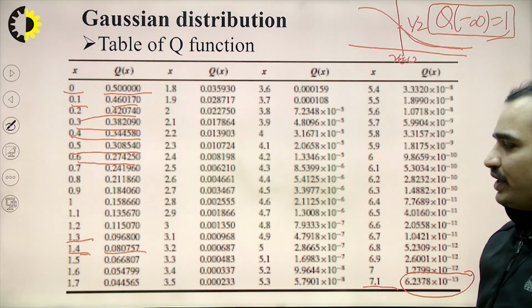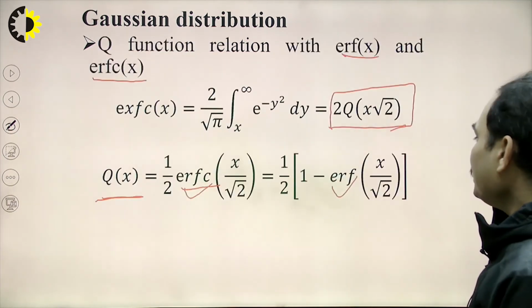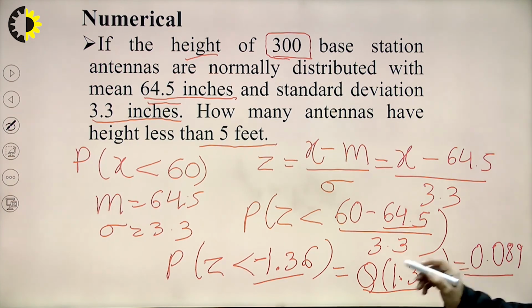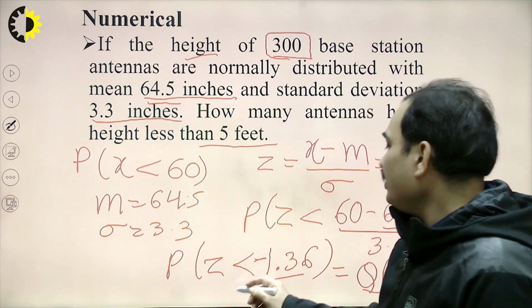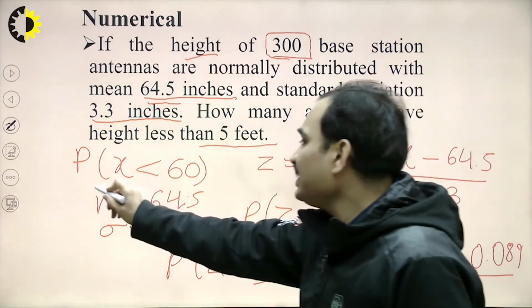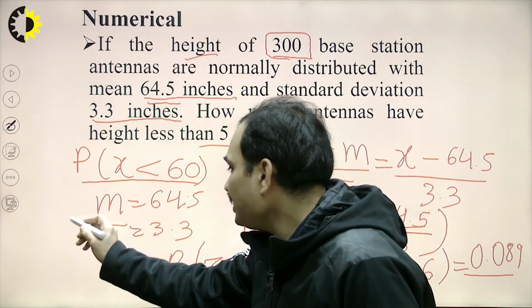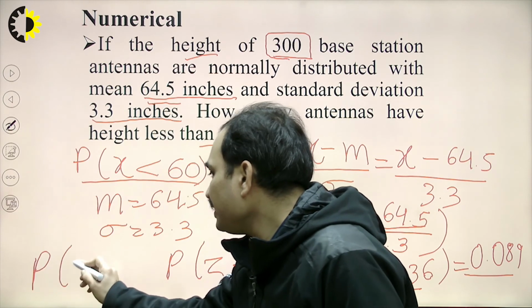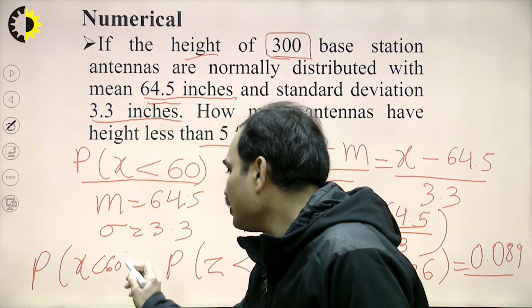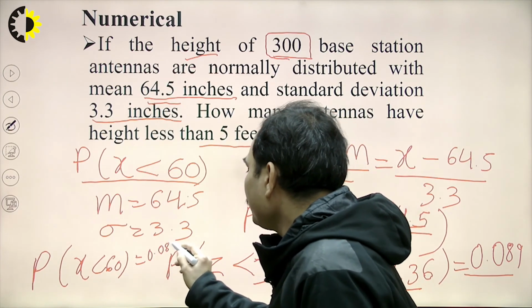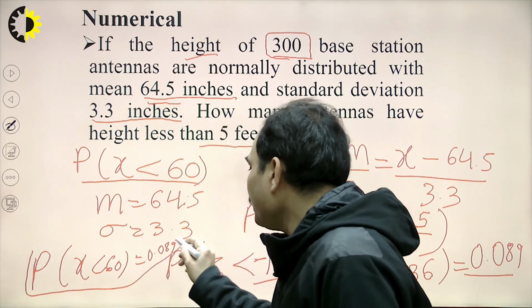So we can use 0.089. If we use this value 0.089, it is nothing but the probability that x is less than 60. So the probability that x is less than 60 is equal to 0.089. So we have this value, 0.089.